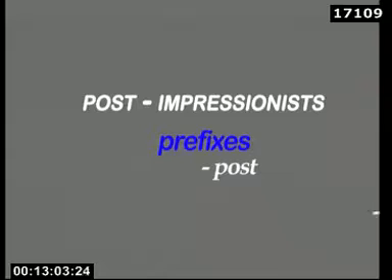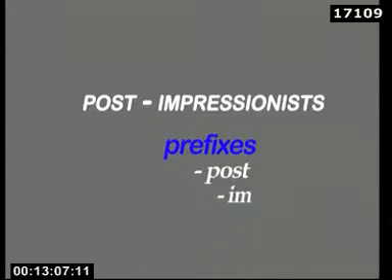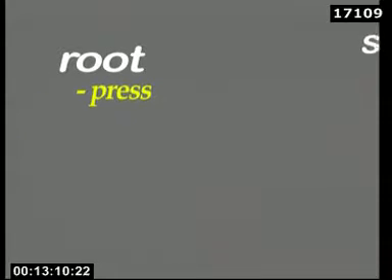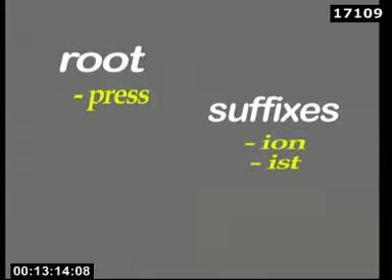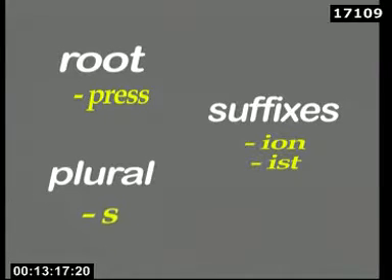The word is a unit of speech which serves the purpose of human communication. The modern approach to word studies is based on distinguishing between the external and internal structures of the word. External structure of the word is its morphological structure. For example, let us take the word post-impressionist. The following morphemes can be distinguished. The prefixes post and im, the root press, the noun forming suffixes ion, ist, and the grammatical suffix of plurality s.